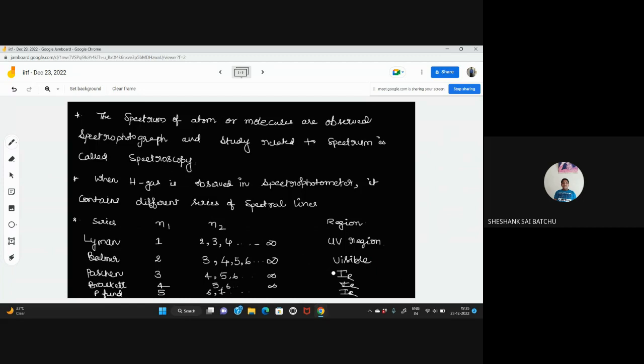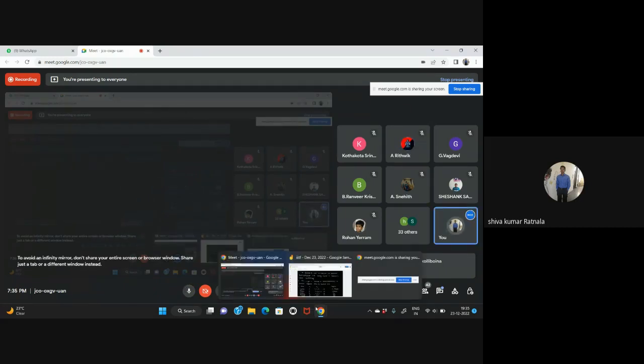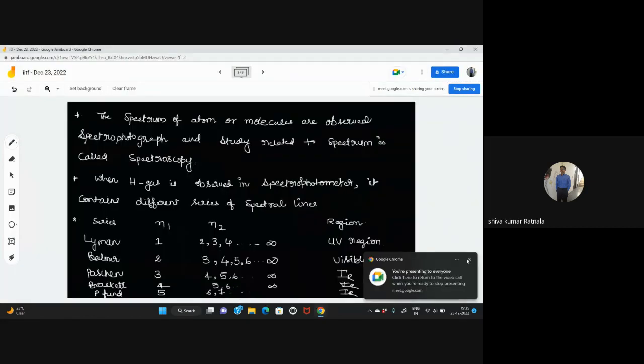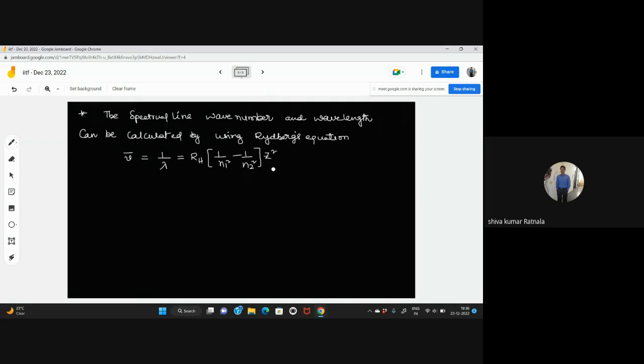Sir, can you show the previous slide? See, so this is about how wave number and wavelength can be calculated by using this Rydberg's equation, right? This is the way we can calculate this.